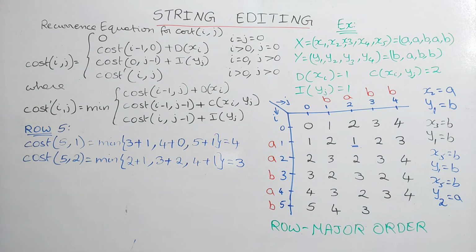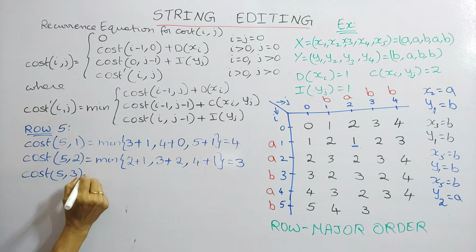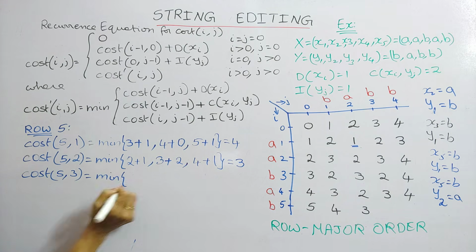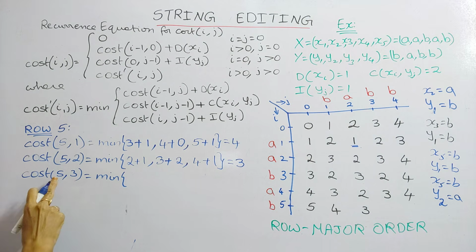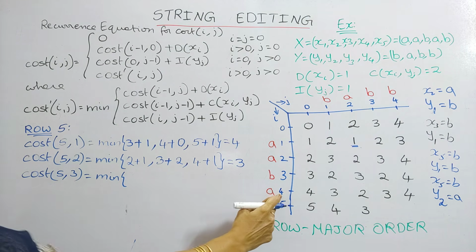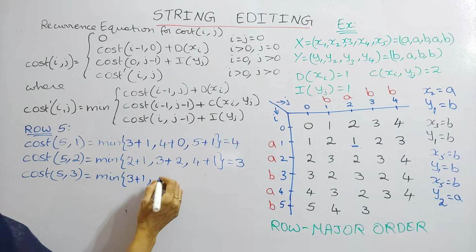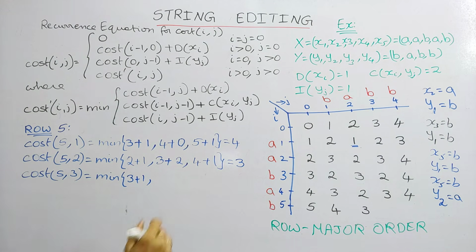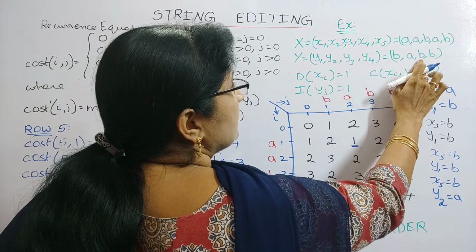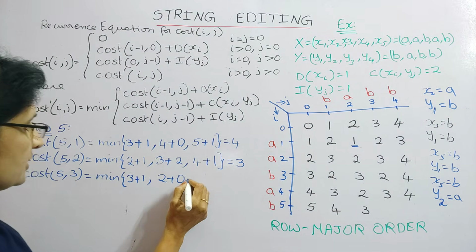And the next one is you have to compute the cost of phi 3, which is the minimum of the cost of 4 3. 4 3 is how much? It is 3. So 3 plus 1, comma, 3 plus 1, comma, it is 2 plus, so you have to change x5 to y3. x5 is how much here? B. And y3 is b. So both are the same. So that's why this is 0.